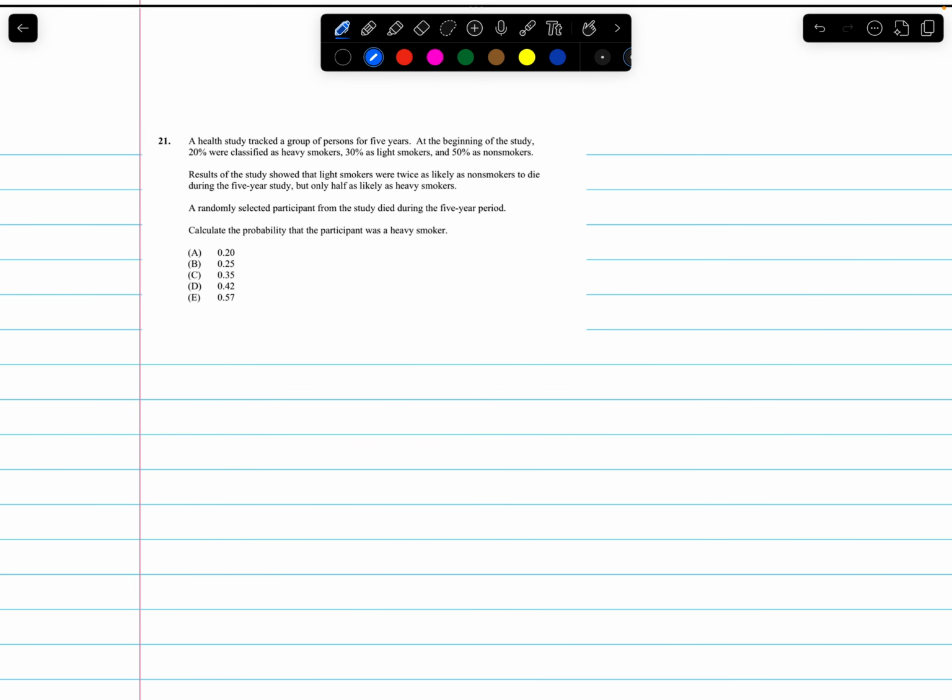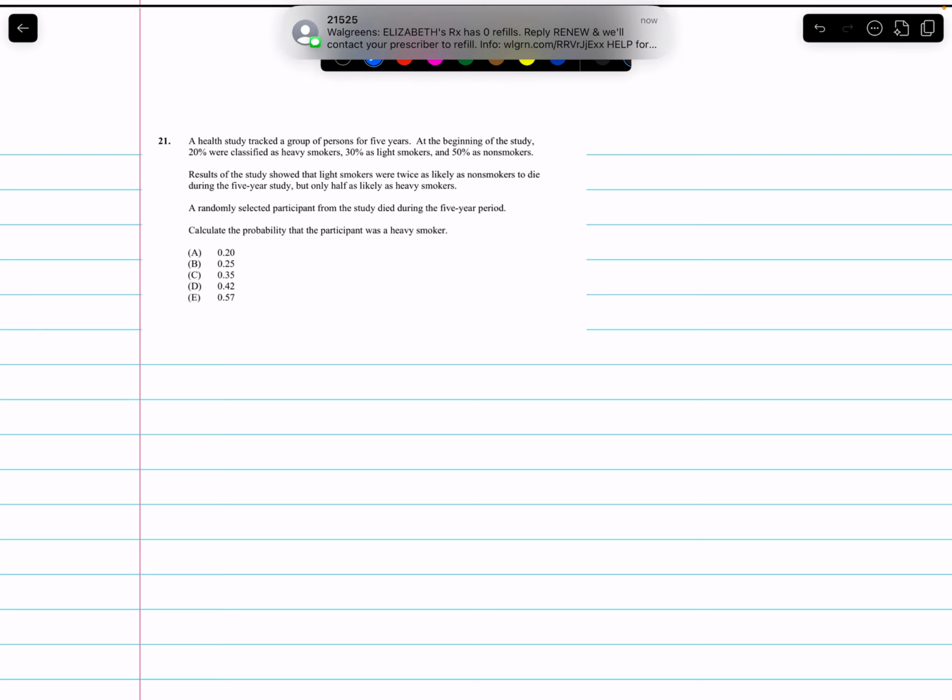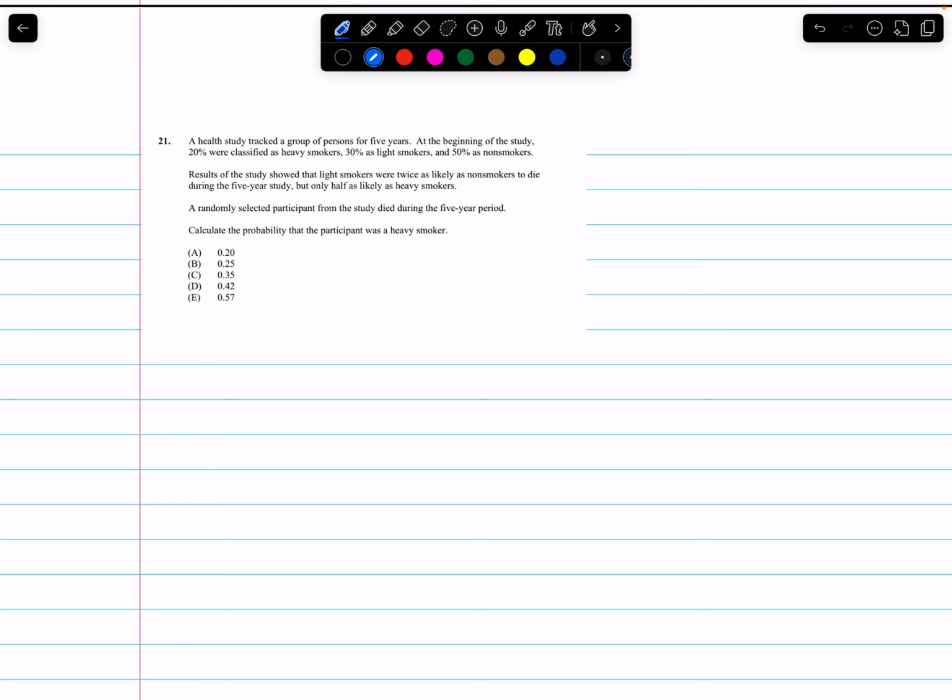Okay, it's time for number 21 from the SOA P exam practice packet. So what do we have here? A health study tracked a group of persons for 5 years. At the beginning of the study, 20% were classified as heavy smokers, 30% as light smokers, and 50% as non-smokers. Results of the study showed that light smokers were twice as likely as non-smokers to die during the 5-year study, but only half as likely as heavy smokers.